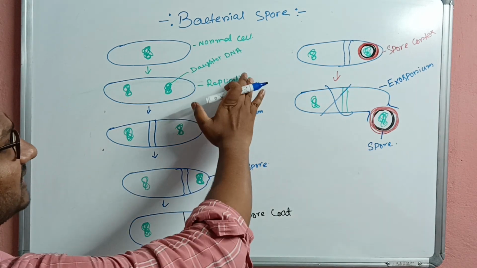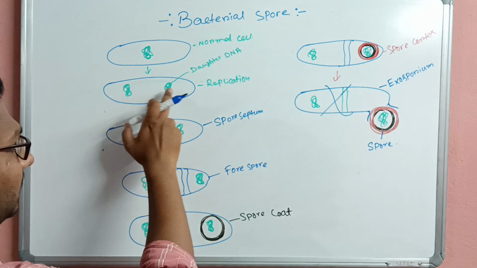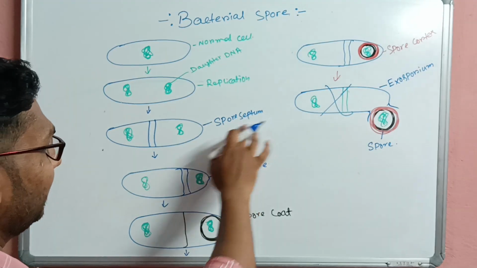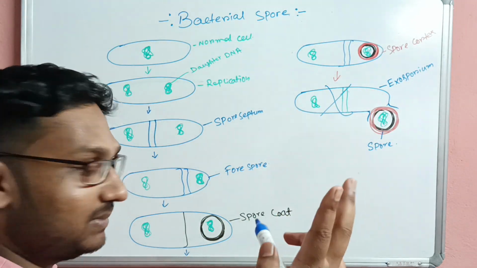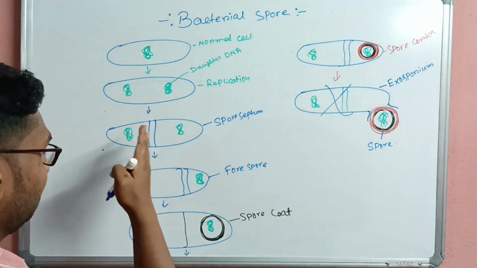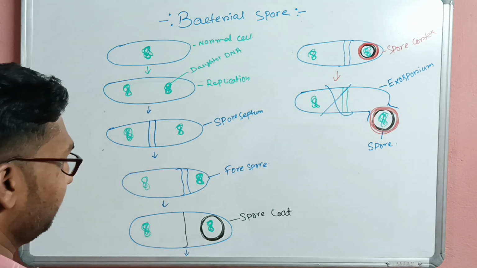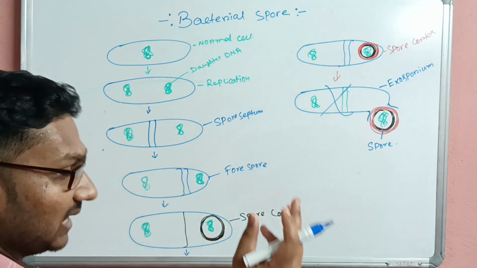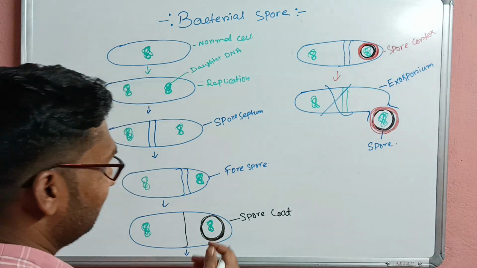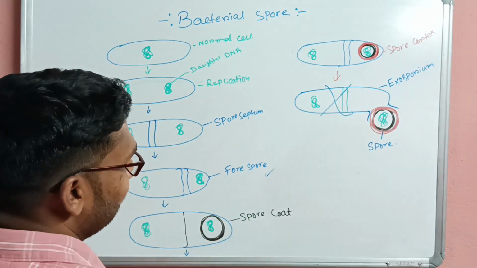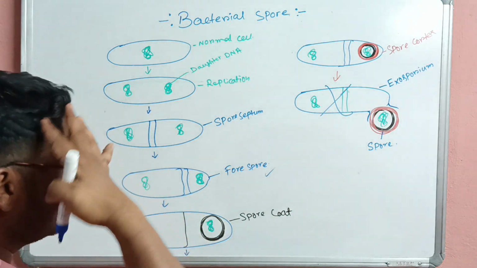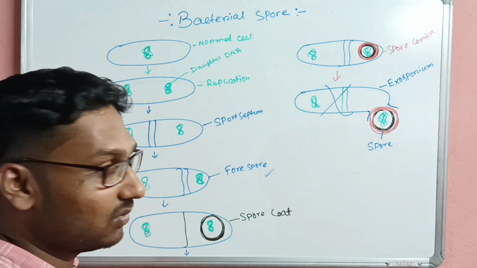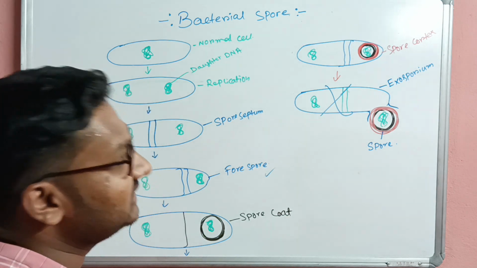At first, a normal cell replicates and forms two separate chromosomes. This is the daughter DNA and parent DNA. After that it forms a spore septum, a septa, between the daughter and parent chromosome. Then it goes towards the edge of the cell to collect extra chemical compounds from the cell wall. This is called the spore. Then it forms a coat or layer. This is called the spore coat, and it forms another one or two layers. This is called the spore cortex, and it forms a more resistant structure.